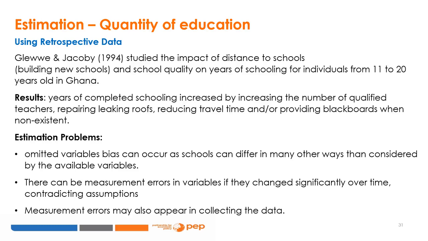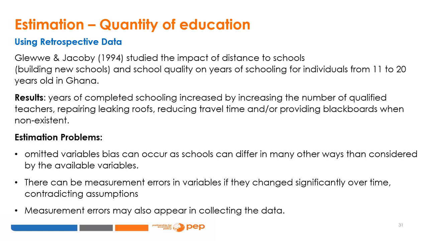Glewwe and Jacoby, 1994, studied the impact of distance to schools and school quality on years of schooling for individuals from 11 to 20 years of age in Ghana using data collected in 1988 to 1989. The results showed that years of completed schooling increased by increasing the number of qualified teachers, repairing leaking roofs, reducing travel time, and/or providing blackboards when non-existent.